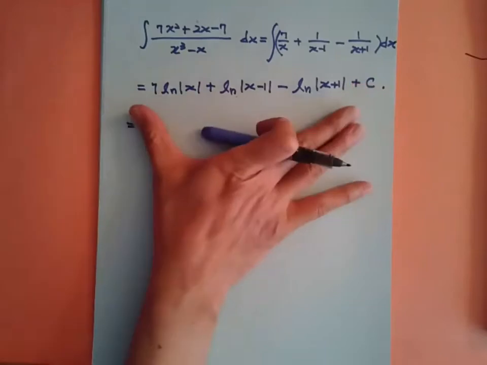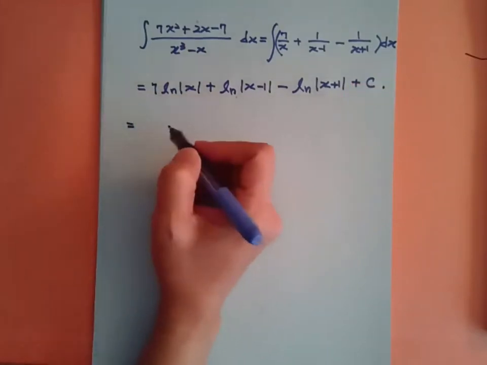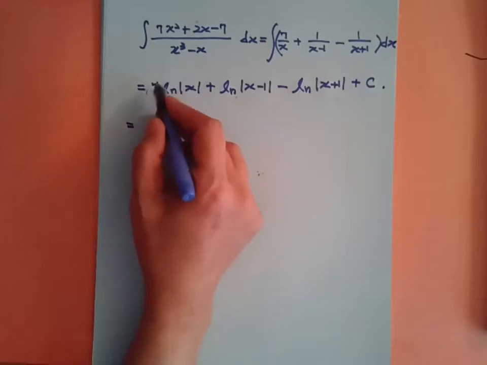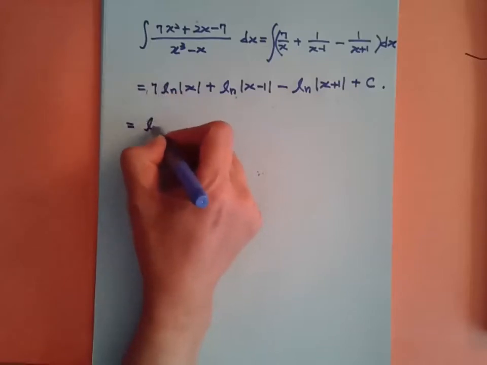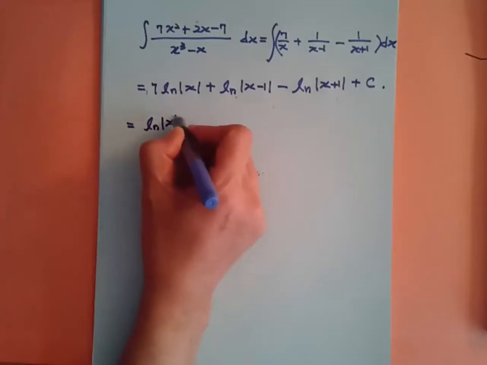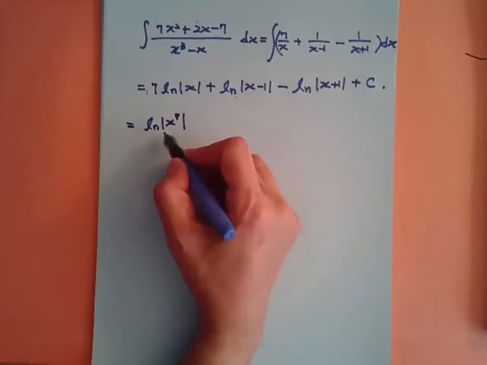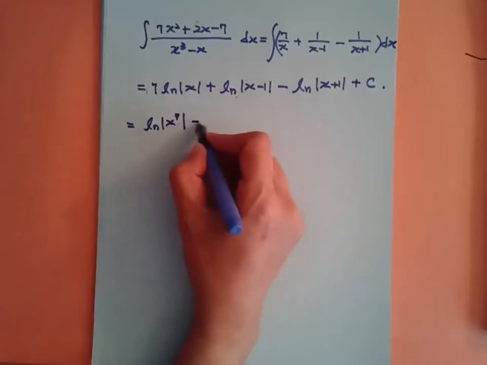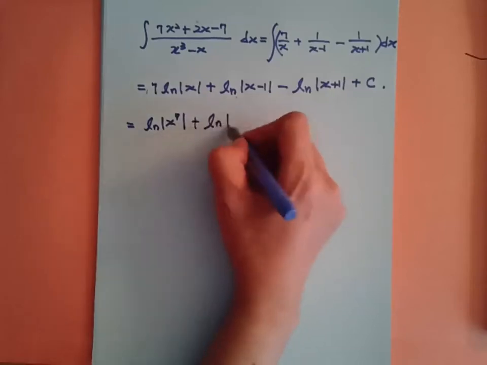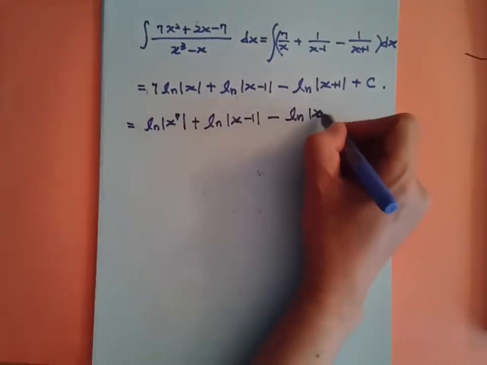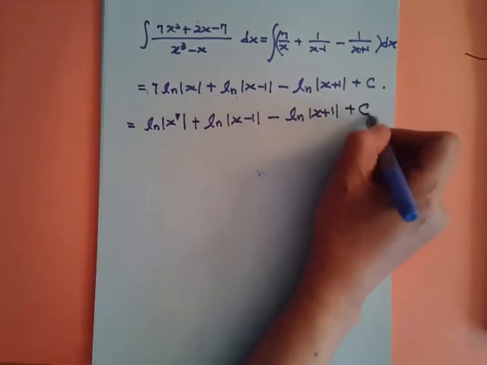So we want to combine all of those. How can we do that? Let's do just one by one. If there is a number in front of a logarithmic function, then that can be raised to the power. So we can write it as x to the 7th power plus natural log of absolute value of x minus 1 minus natural log of x plus 1 plus c.